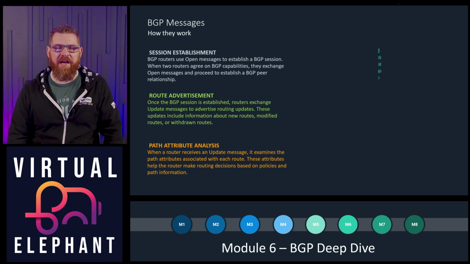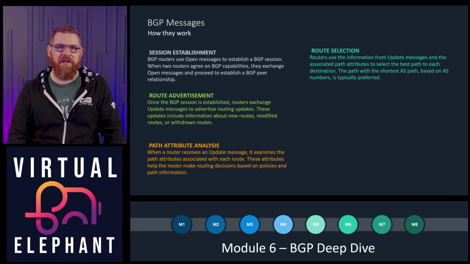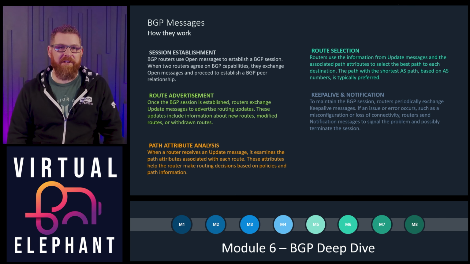After the best path analysis is completed, that's when we're going to create the route selection, and we're going to decide what is the best path for each of the networks that are attached and being advertised between the different BGP routers. Finally, we have those keep alives and those notification messages. The keep alives will be sent continuously between the BGP routers, and then the notification will be sent if there's an error condition, as we discussed a moment ago.